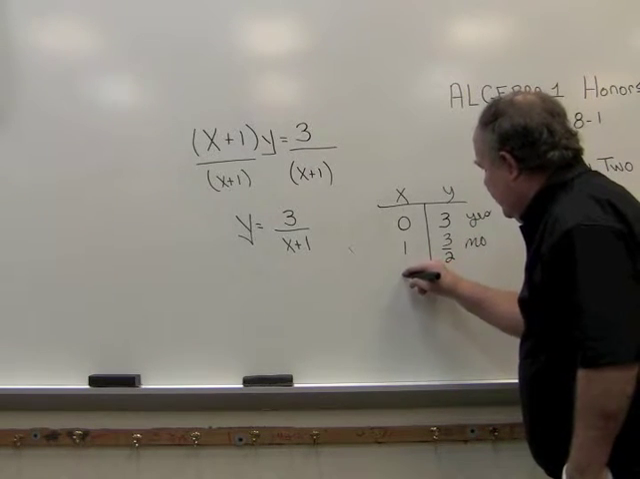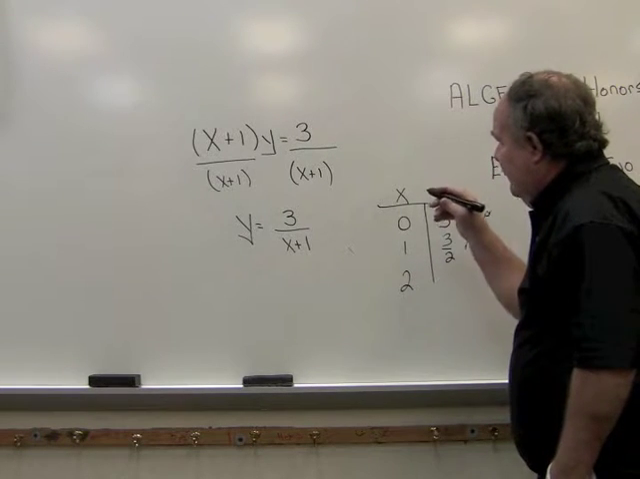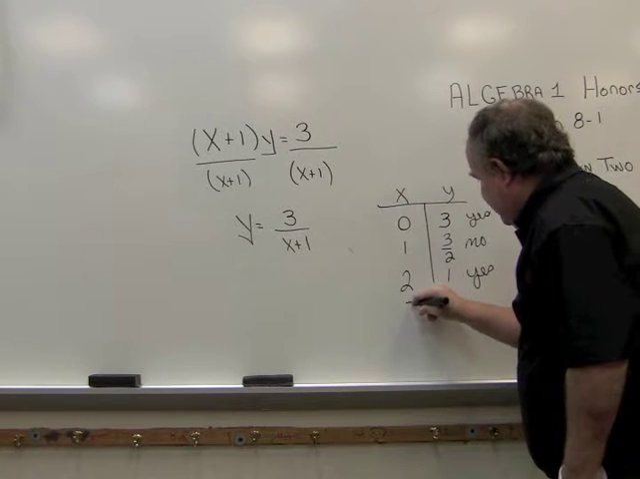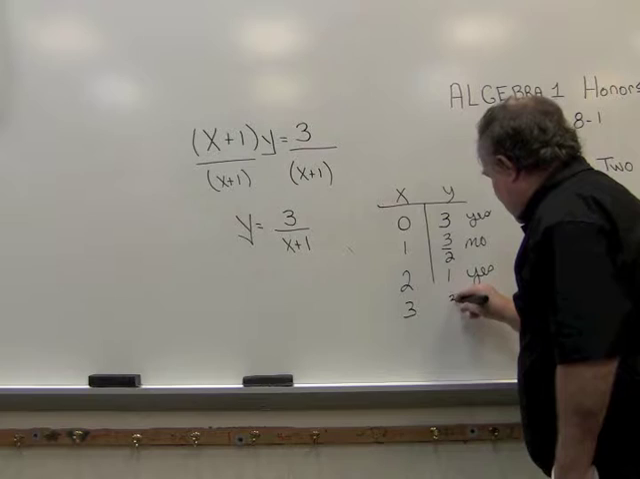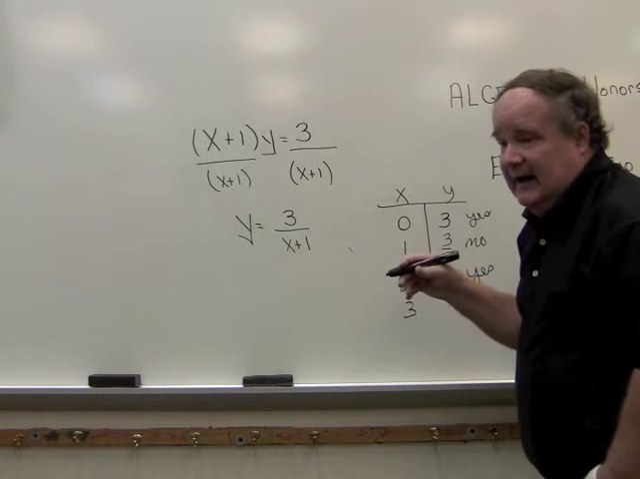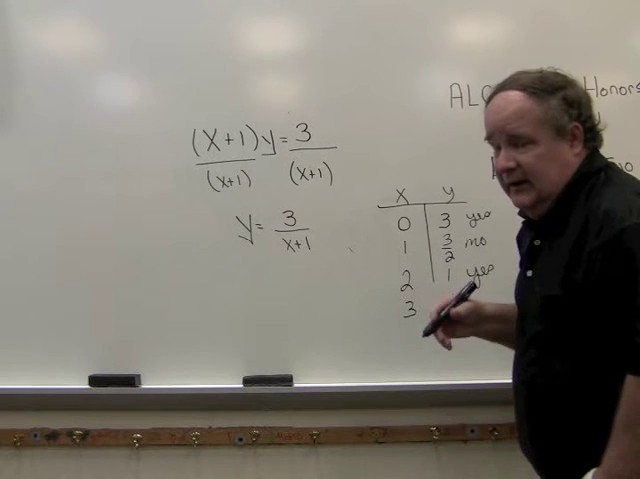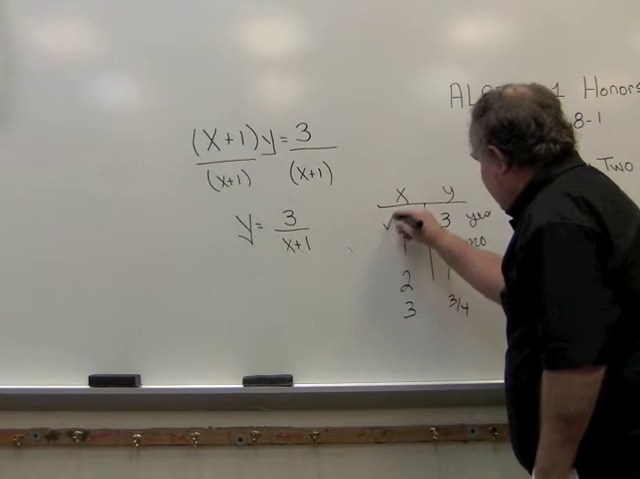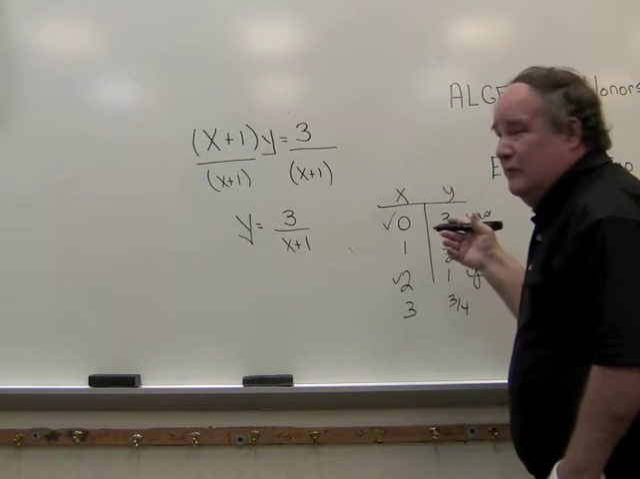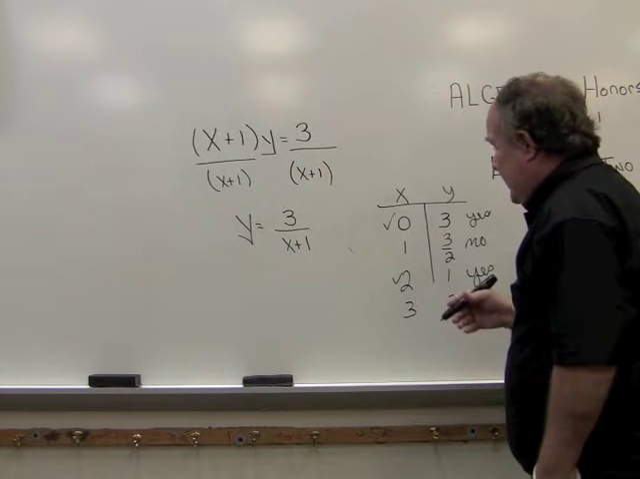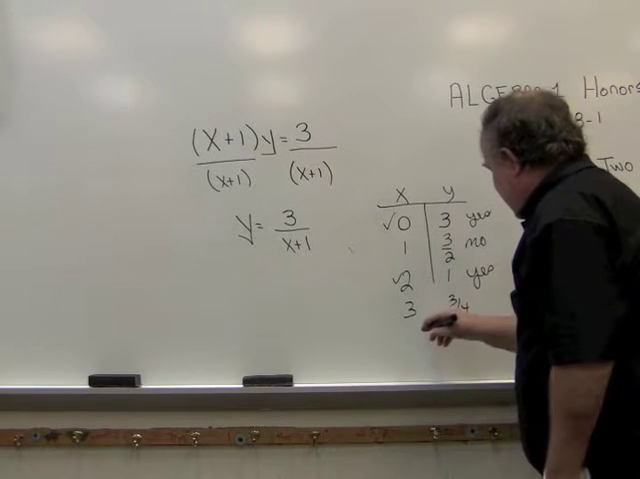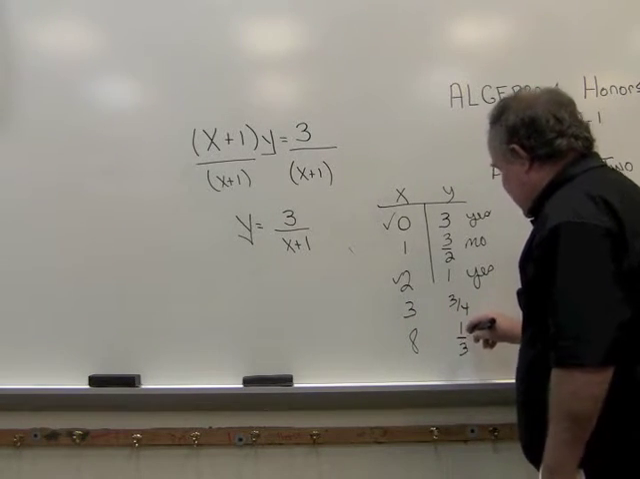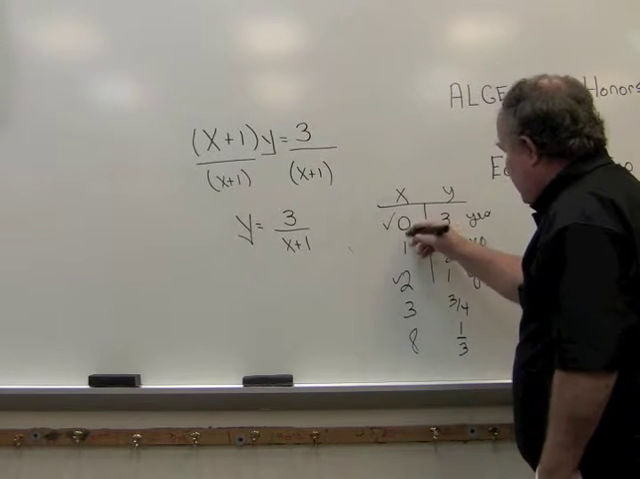How about 2? Let's put 2 in there. If x is 2, I'm going to have 3 over 3, which is 1. Is that a solution? Yes. And if we put 3, we're going to get 3 over 4. And as we keep going on and on, we're always going to be getting a fraction. So the only solutions to this are this one here and this one here. Let's just take 8, for example. 8 plus 1 is 9. If x is 8, 3 over 9 is 1 over 3. That's still not a whole number, so that's no. So the only two are these two.